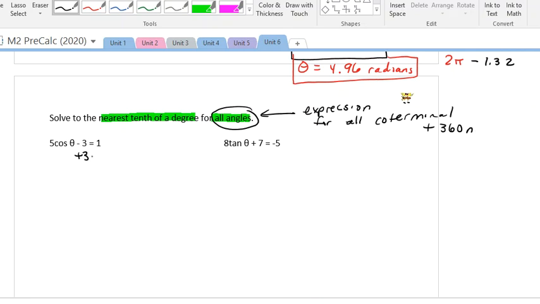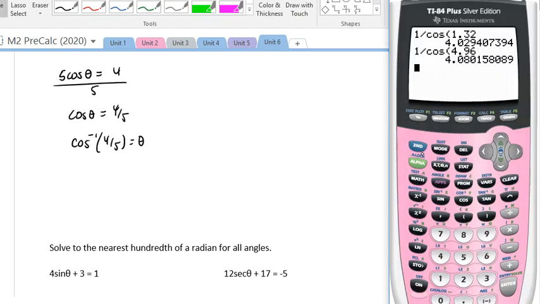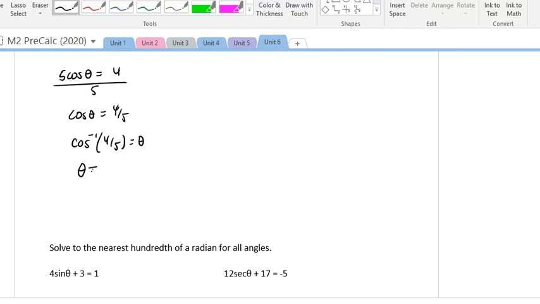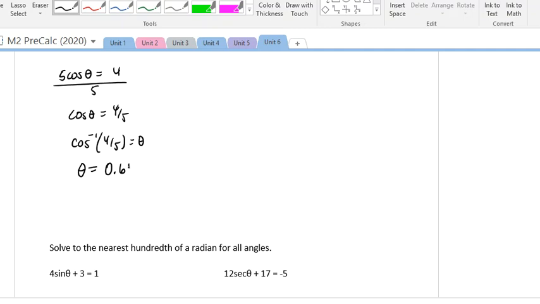So we're going to start by adding 3 on both sides. 5 cosine theta is equal to 4. Divide by 5. Cosine theta is 4/5. And then I'm going to do an inverse cos of 4/5 will tell me theta. Again, inverse cosine or arc cosine helps me find angles. Inverse cosine of 4/5. And I have an angle of, I think it was 0.64. Yes, it was. 0.64.